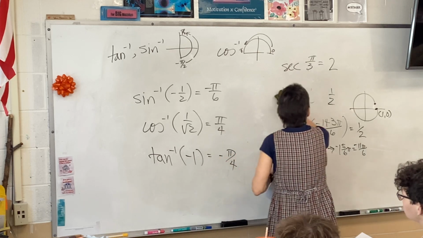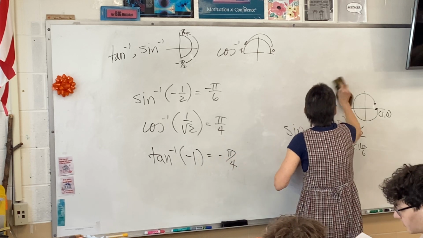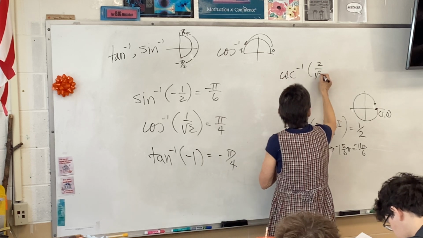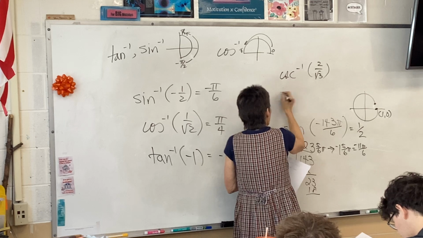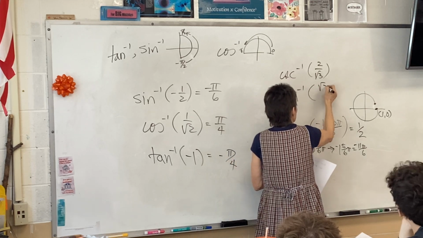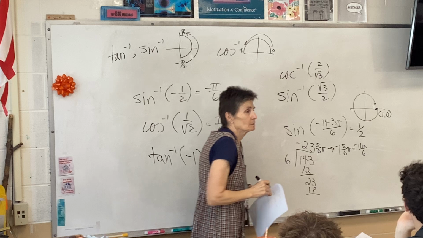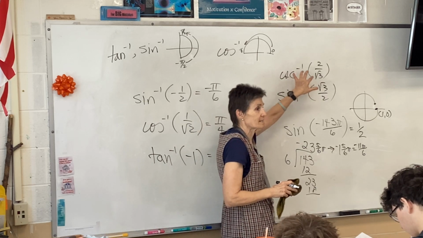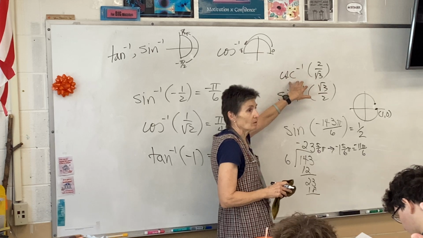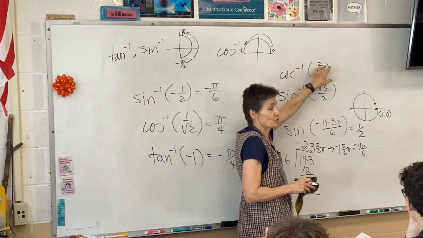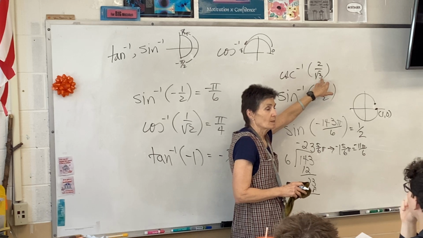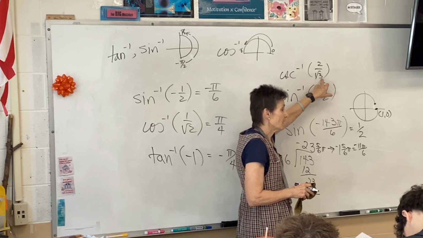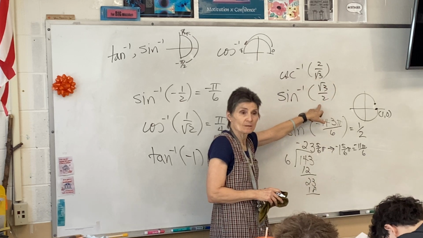Now the next one says the cosecant is 2 over root 3. That means the sine is root 3 over 2. So let's make sure that's clear with everybody. This literally says, find the angle whose cosecant is 2 over root 3. Well, if the cosecant is 2 over root 3, then the sine has to be root 3 over 2.